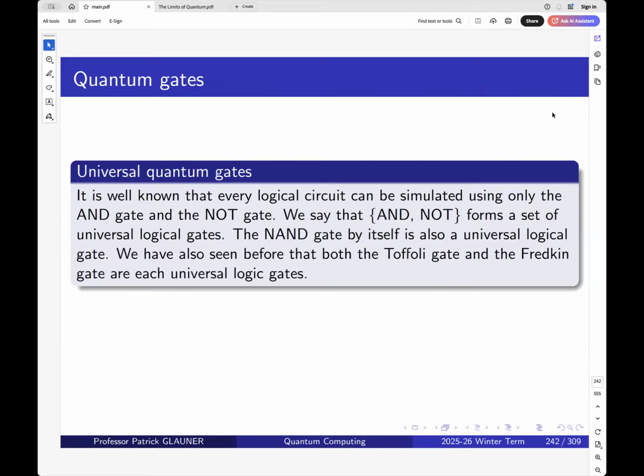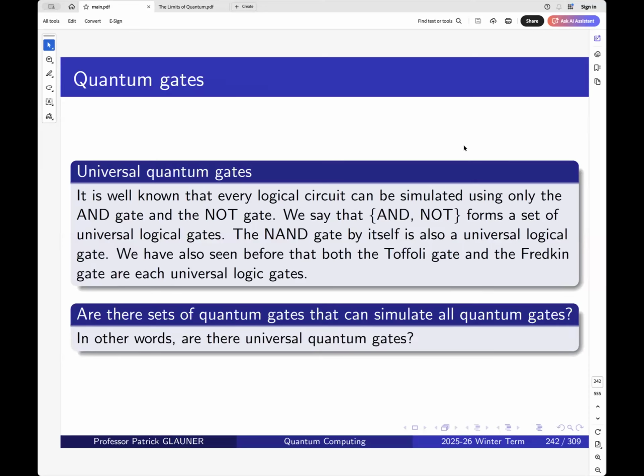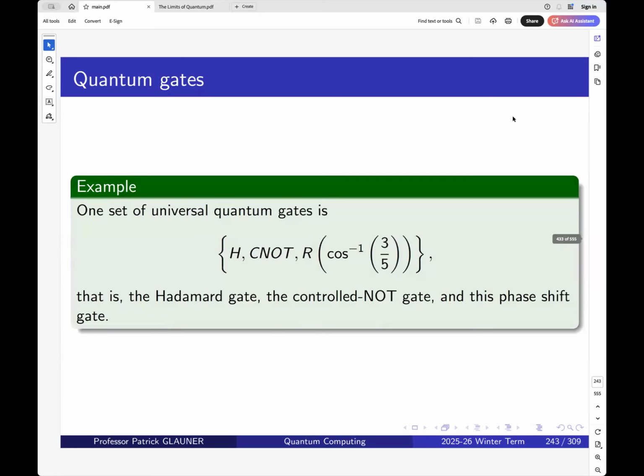Now, we have seen that the Toffoli and Fredkin gates are also universal logic gates. But they alone are not universal quantum gates. Yes, from a logic perspective, the Toffoli gate is universal and the Fredkin gate as well. But these two alone are not universal quantum gates, because I need more than just logic. I also, for example, need to create a superposition or do some rotations or whatever. So from a quantum perspective, the Toffoli gate alone is not universal, but from a classic logic perspective, it is.